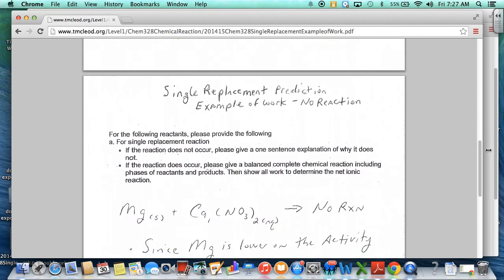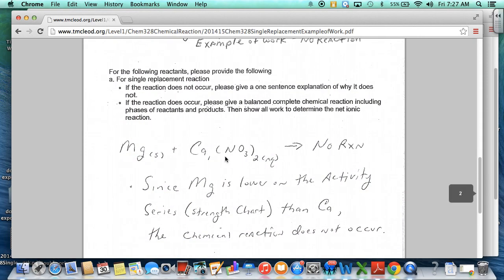So here's an example if the reaction doesn't occur. As the direction says, if the reaction doesn't occur, please give me a one-sentence explanation of why it does not occur. So here we have magnesium reacting with calcium nitrate. As we looked at before, the magnesium isn't higher up on the chart than the calcium, so therefore there is no reaction. And what you need to say is that the magnesium is lower on the activity series than the calcium, therefore the chemical reaction does not occur.